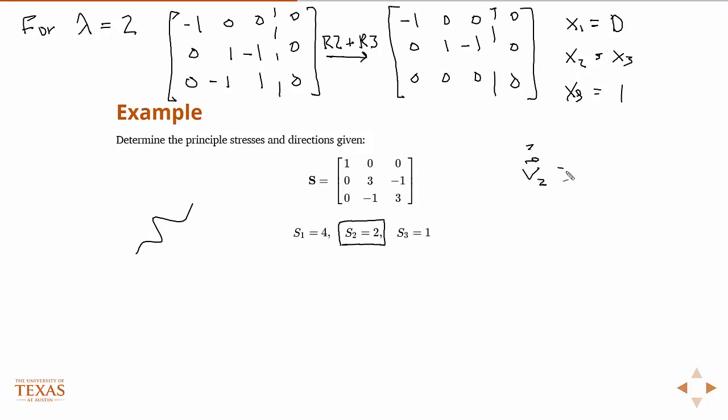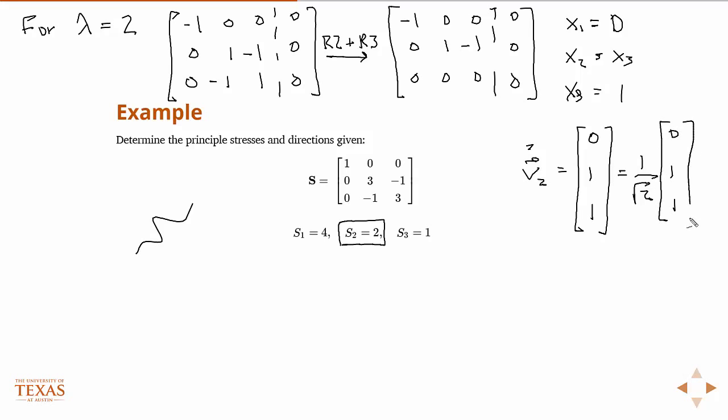v2 is equal to 0, 1, 1. All right. Or in terms of the unit vector, 0, 1, 1. All right.